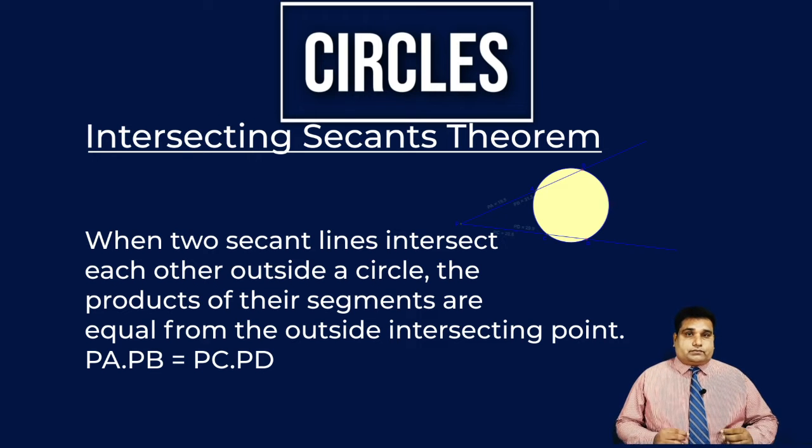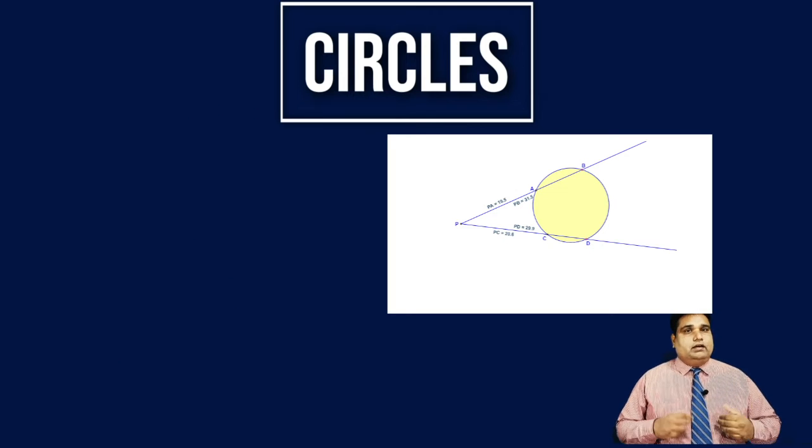Here we can see the two segments of the first secant will be PA and PB, and the other two segments, of the other secant, will be PC and PD. As per the theorem, the products of the segments are equal. So PA into PB will be equal to PC into PD. It's a very simple concept: outside is a point, and two secants are there, and the multiplication of the segments of one secant will be equal to the multiplication of the segments of the other secant.